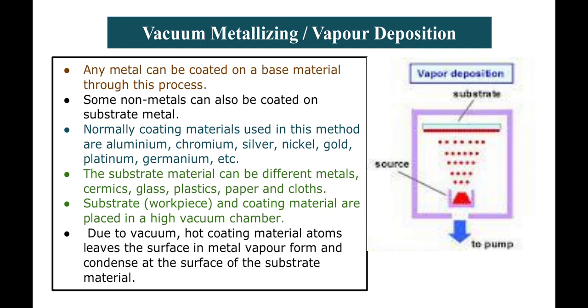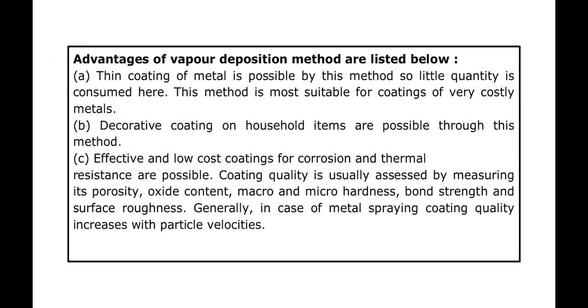Here I have mentioned some advantages of the vapor deposition method. Thin coating of the metal is possible by this method. Decorative coating on household items is possible through this method. Effective and low cost coating for corrosion and thermal resistance is possible. Coating quality is usually assessed by measuring its porosity, oxide content, macro and micro hardness, bond strength and surface roughness. Generally, in the case of metal spray, coating quality increases with particle velocities.